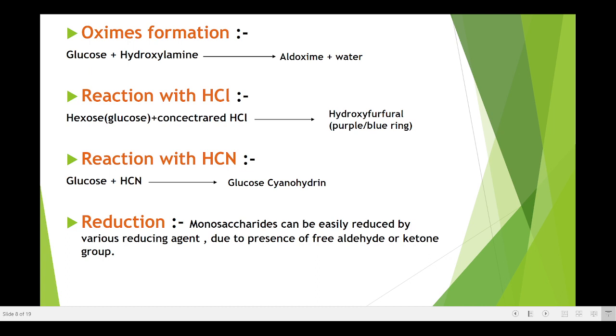11th property of monosaccharide is reaction with HCN. Here we can see the reaction. Glucose reacts with hydrogen cyanide and forms glucose cyanohydrin. 12th property of monosaccharide is reduction. Monosaccharides can be easily reduced by various reducing agents due to the presence of a free aldehyde or ketone group.